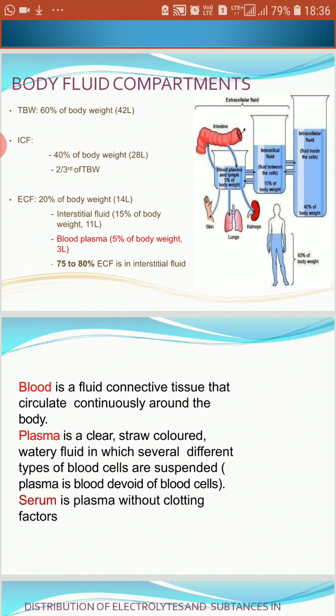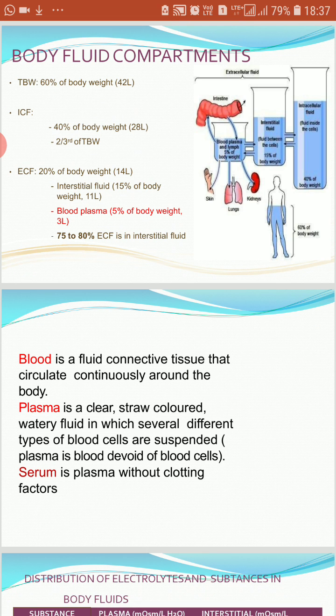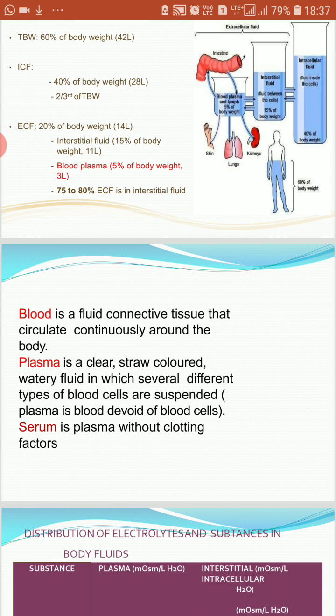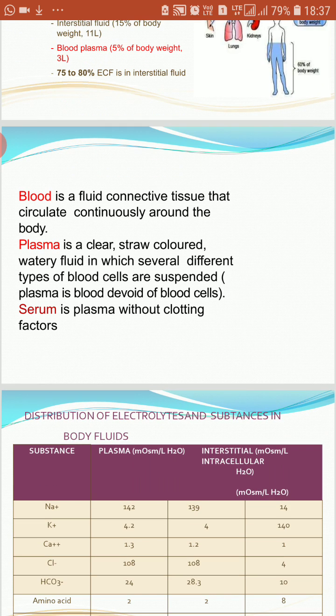Blood is a fluid connective tissue that circulates continuously around the body, whereas plasma is a watery fluid devoid of blood cells, and serum is plasma without clotting factors. So the basic difference is: blood is plasma plus blood cells. Plasma is blood minus blood cells like RBCs, and serum is plasma without clotting factors.